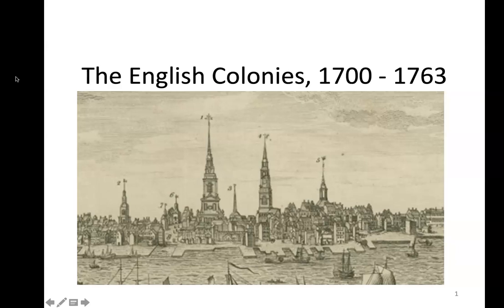The various places in English North America, especially the large cities, like you see before you in that illustration, they're going to become important destinations for finished British goods, and the colonial population there will become crucial consumers of those goods.